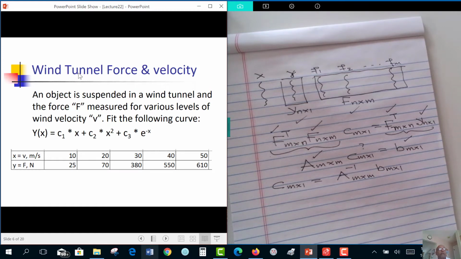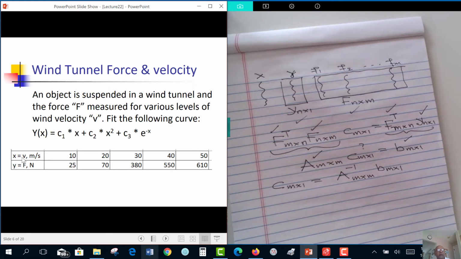It's an example from wind tunnel, force and velocity. I don't think this experiment is done anymore. An object is suspended in a wind tunnel and the force F is measured for various levels of wind velocity V. So what we want to do is fit the following curve. Y is C1 times X. So notice it is linear in C1. C2 times X square, linear in C2, even though the function itself is nonlinear. C3 times e to the minus x, again y is linear with respect to C3. E to the minus x is definitely a transcendental function.